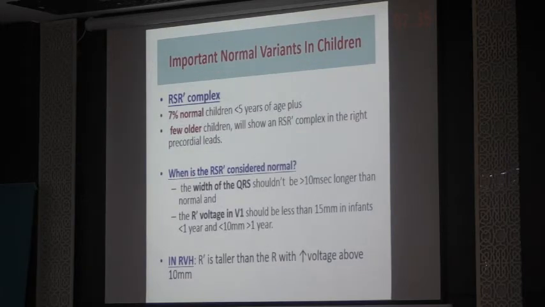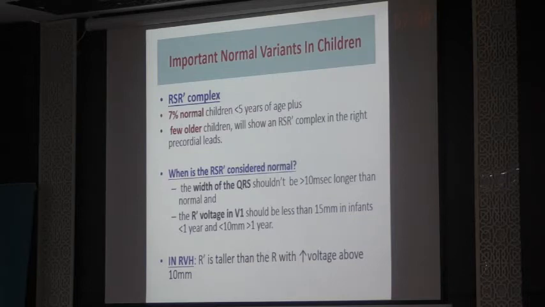RSR' complex: 7% of normal children under 5 years of age have an RSR' complex, and a few of the older children. So there must be criteria to know when it is abnormal. When is the RSR' considered normal? When the width of the QRS is not more than 10 milliseconds longer than normal, and the R voltage in V1 is less than 15 in infants under 1 year and less than 10 in those older than 1 year.